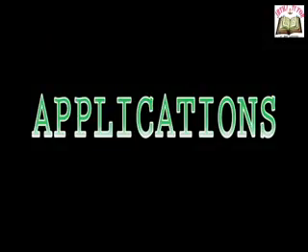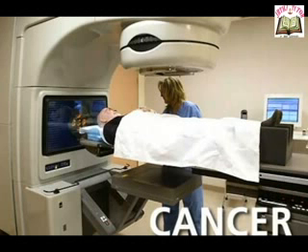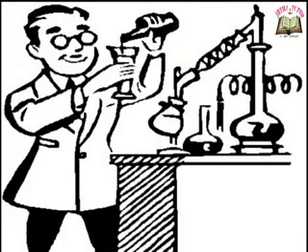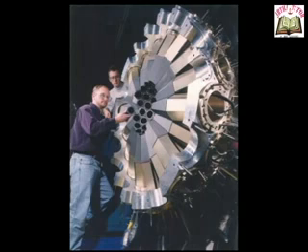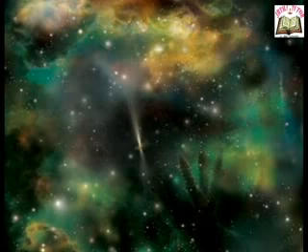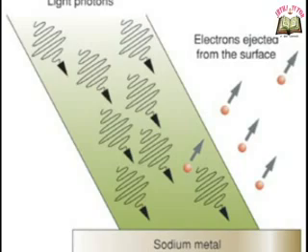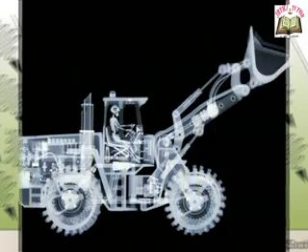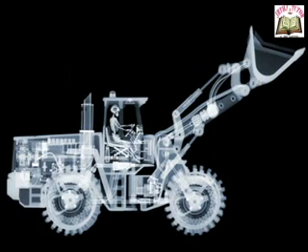Applications of gamma rays. Gamma rays are highly energetic in nature, hence are used in the treatment of cancer. They act as catalysts in the manufacture of some chemicals. They are used in gamma ray microscopes to study minute structures or microorganisms. Gamma rays can produce the photoelectric effect. Similar to X-rays, gamma rays are also used in radiography to detect flaws.